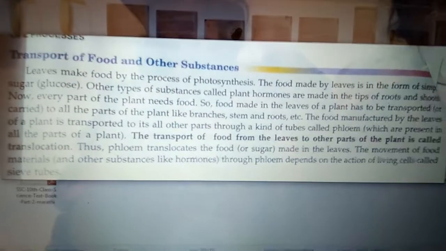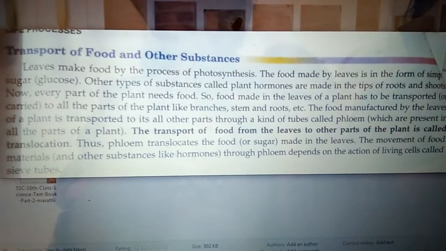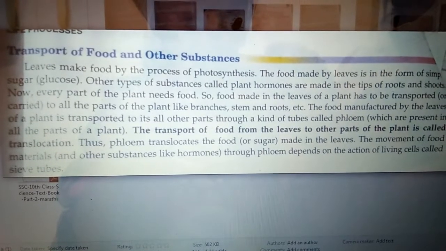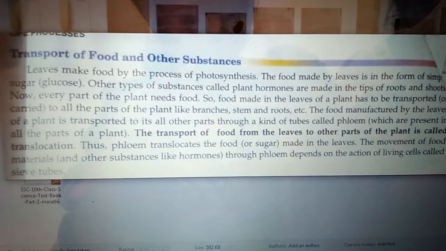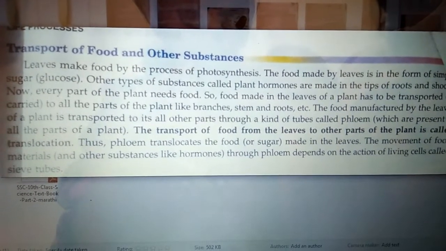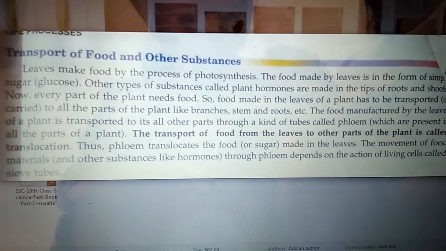Now next we have to study the transport of food and other materials. Food is prepared by the process of photosynthesis, and the food material that is prepared finally gets stored in the form of glucose. So the phloem of the plant transports the food material, that is the glucose, and it also transports the plant hormones.